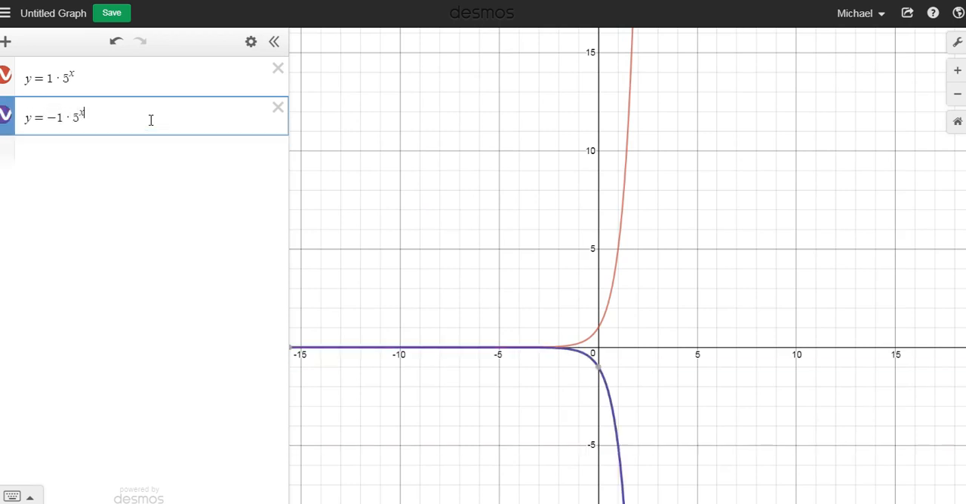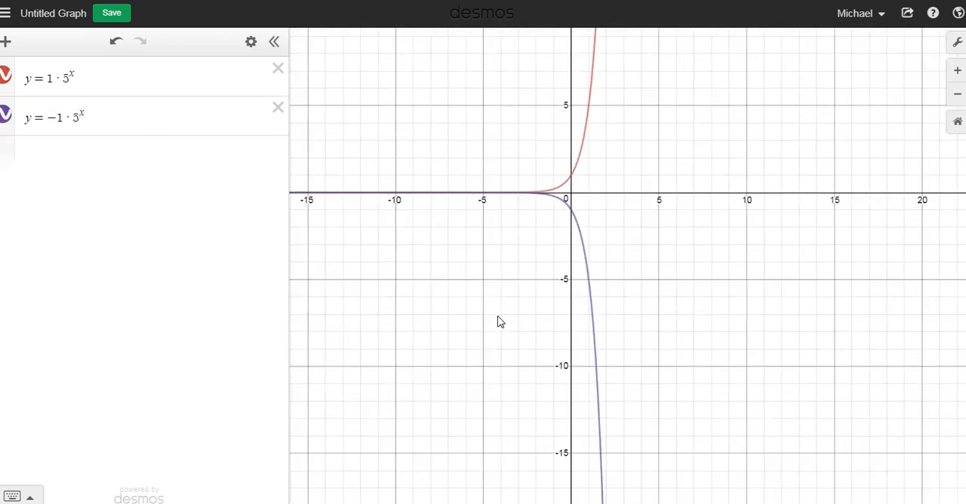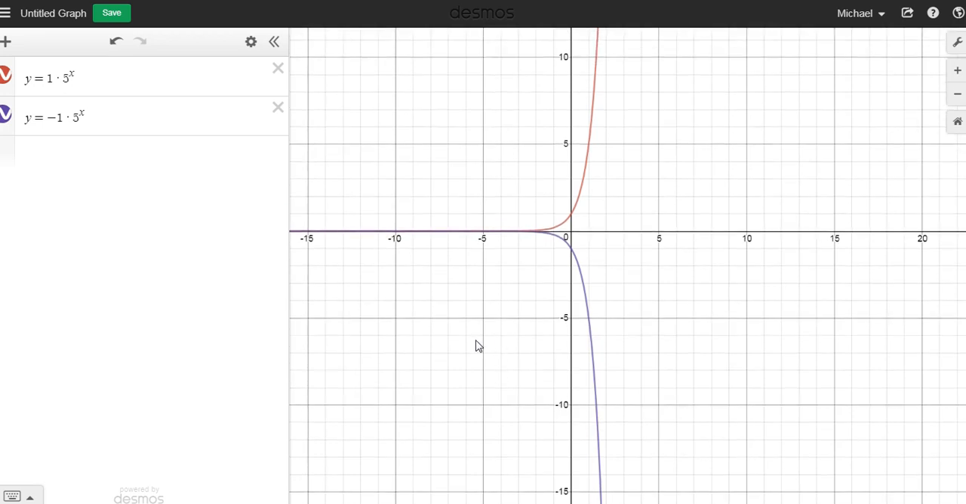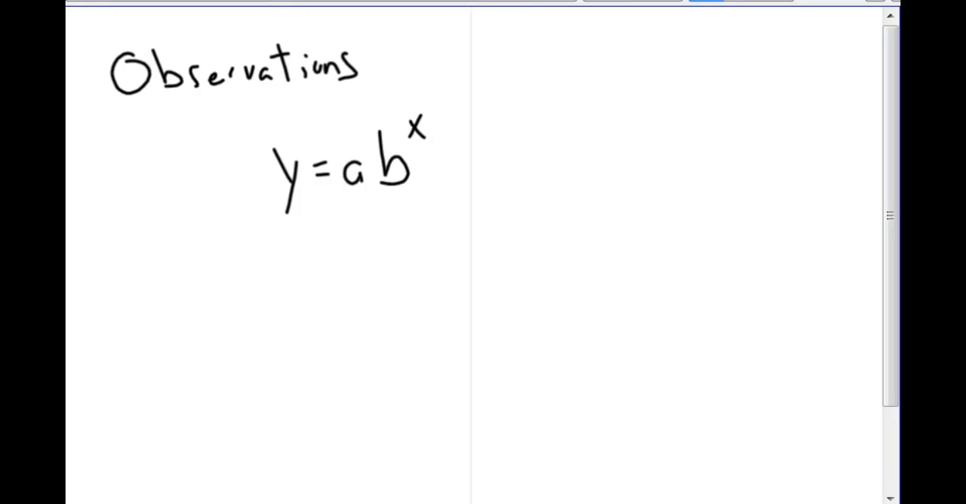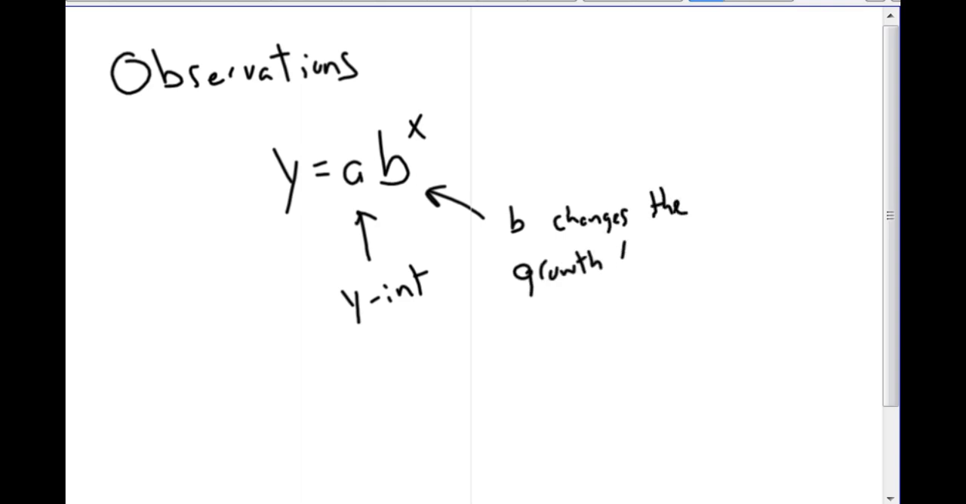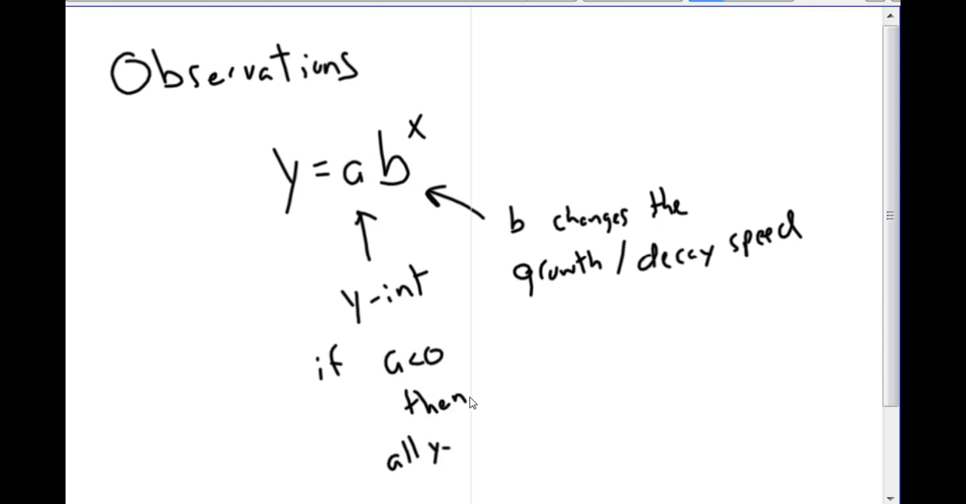Alright, what are some other things we could do? We could put a negative number out front here, and that's just going to make every positive value turn into a negative value. So here are our observations in sort of a summary form. So that a value is the y-intercept. The b value changes the growth or decay speed or rate. And there's other things here we'll talk about here in a minute if there's multipliers up here. If a is less than 0, so if a is negative, then all the y values are negative. And we saw that as well.